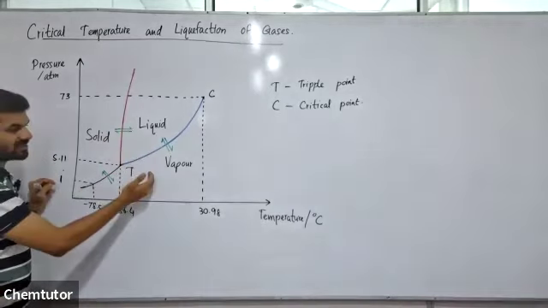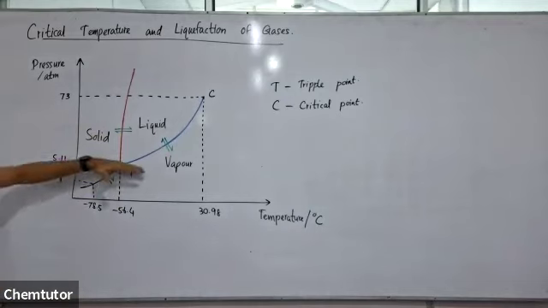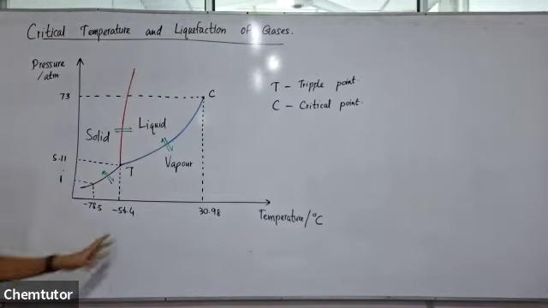Even if we decrease the pressure, then it will become a vapor. Got it? That means the minimum pressure required to form liquid carbon dioxide is 5.11 atm. Below 5.11 atm, there are no liquids. Is it clear? So those are the phase diagrams.